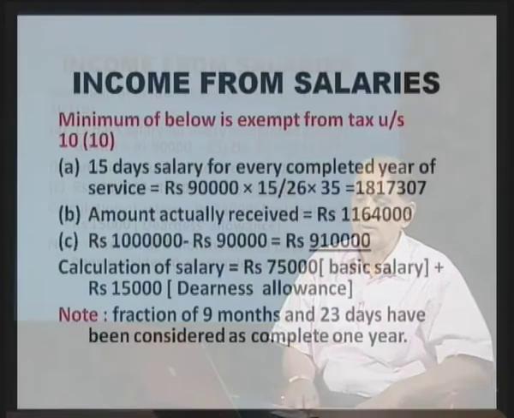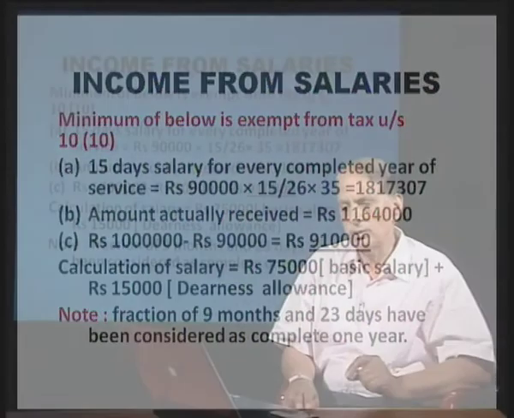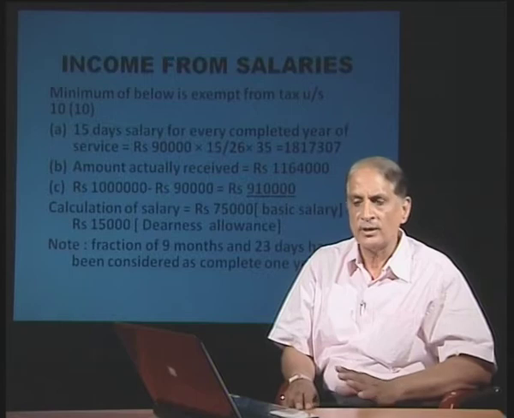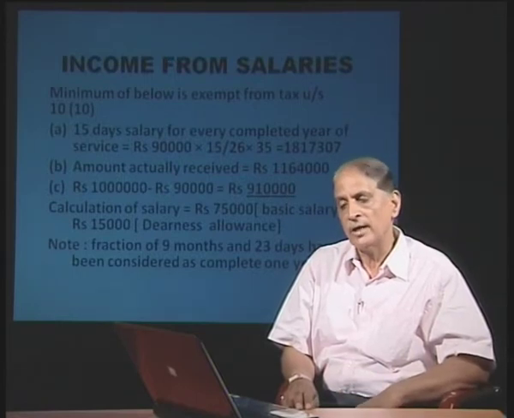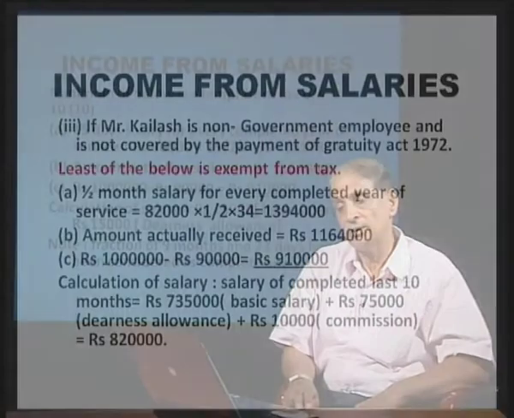Now, in this connection, this note is very important. Fraction of 9 months and 23 days has been considered as complete 1 year. Whenever an employee is covered by the Payment of Gratuity Act 1972, we also have to consider the fraction of service of months. If this exceeds 6 months, that is considered as a complete 1 year. Therefore, instead of taking 34 years, we have taken 35 years in this case.